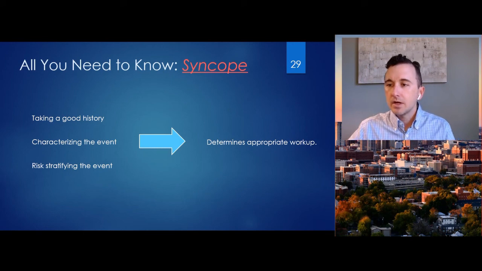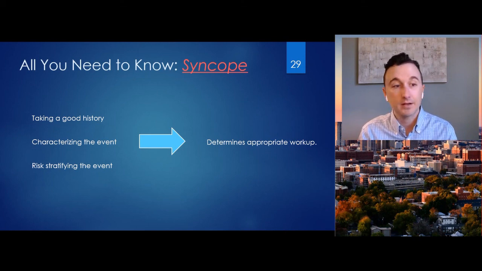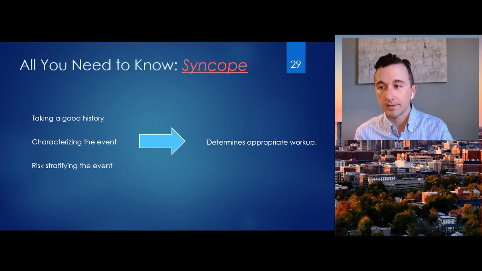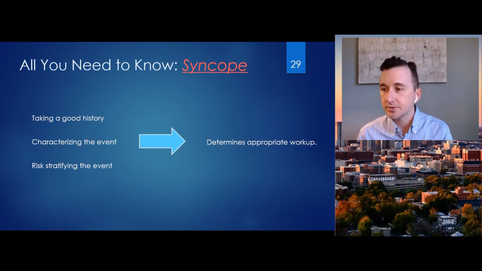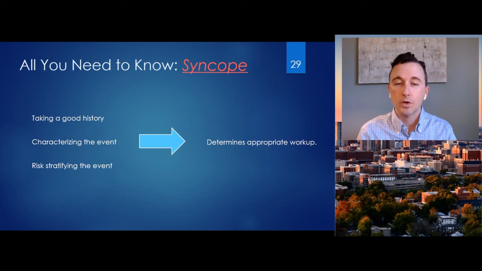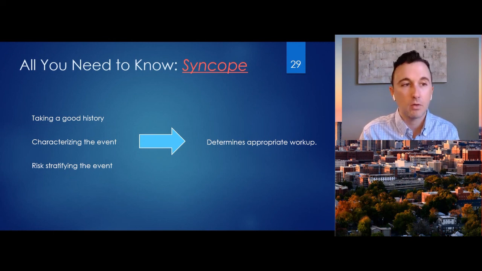Okay, so to recap, taking a good history, along with characterizing the event and risk stratifying the event, will help you determine the appropriate workup. And as you can see, you can really get a lot out of a little. Perform a good history, perform a good exam, and get an EKG, and you're most of the way there. Okay, so we're going to stop right here, and during our next video, we will talk about the workup.